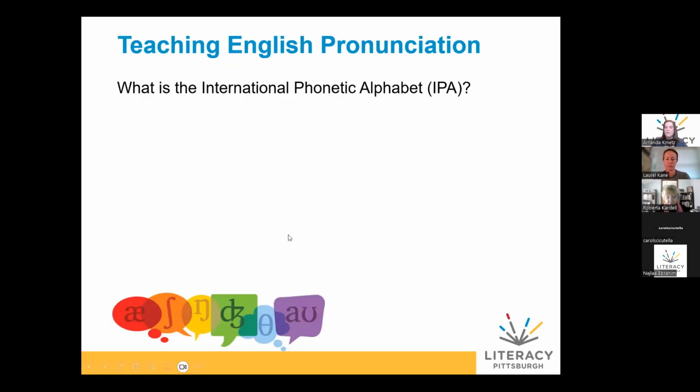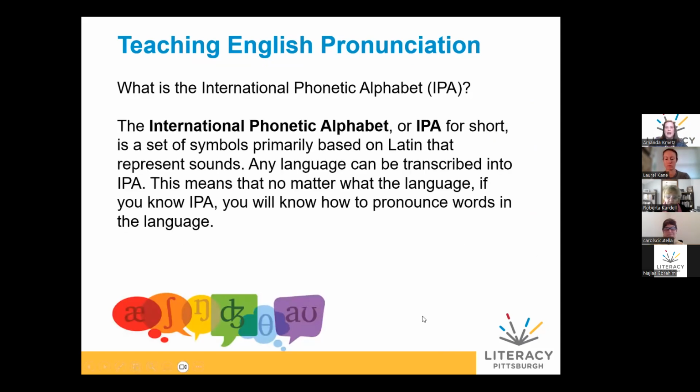Has anybody heard of IPA or heard of the International Phonetic Alphabet before? I see some people nodding. And basically what the International Phonetic Alphabet is, it's a set of symbols that is primarily based on Latin that represent different sounds. So the idea is that any language can be transcribed into IPA. So no matter what language you speak, if you know how to pronounce the individual sounds in the International Phonetic Alphabet, you can pronounce words in any language.